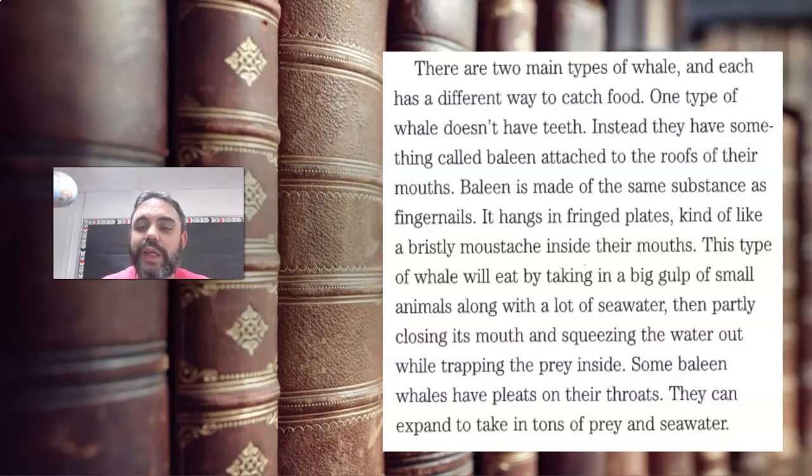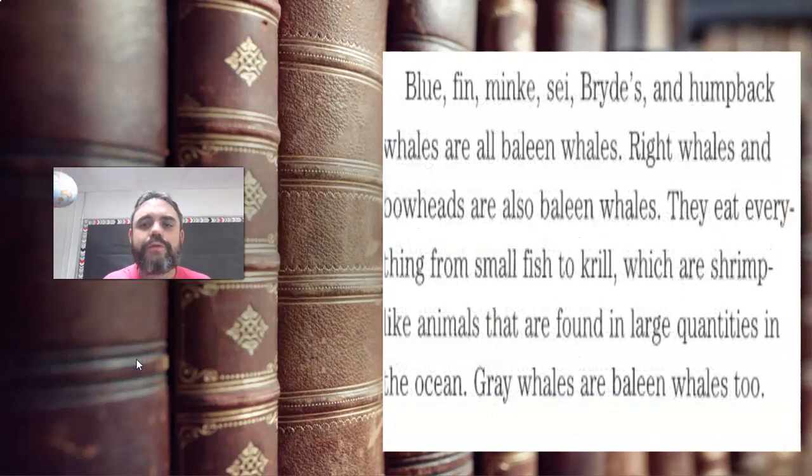This type of whale will eat by taking in a big gulp of small animals along with a lot of seawater, then partly closing its mouth and squeezing the water out while trapping the prey inside. Some baleen whales have pleats on their throats. They can expand to take in tons of prey and seawater. Blue, fin, minke, sei, Bryde's, and humpback whales are all baleen whales. Right whales and bowheads are also baleen whales.